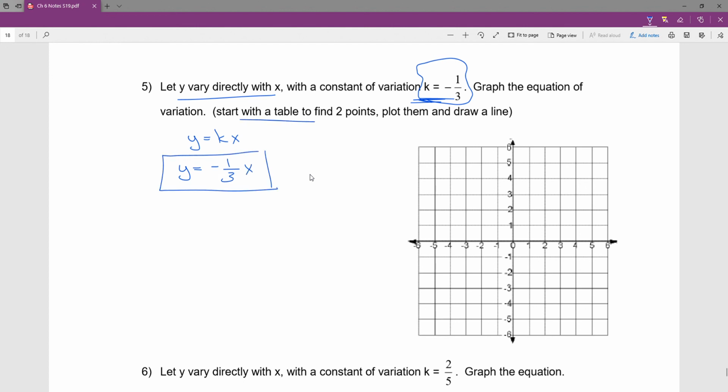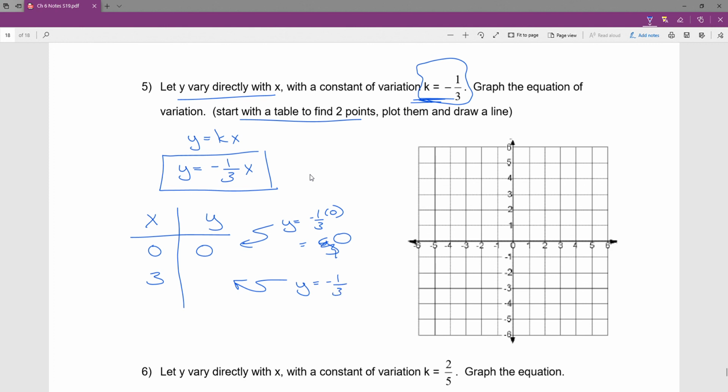It says start with a table to find 2 points, plot them on the graph, and draw a line. So you can do more than 2 points. I'm just going to do 2 because I'm feeling lazy and I already thought we were done the notes for this section. So again, I've got fractions as my coefficient of x, and I'm going to pick 0 and 3, so I don't want to deal with fractions. So subbing that in, I'd have -1/3 times 0, and solving for my y, oops, sorry, it doesn't equal y, it equals 0. Doing the other one, y equaling -1/3 times 3, I'd have that y equals -1.